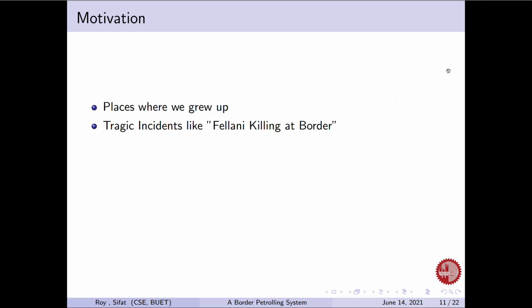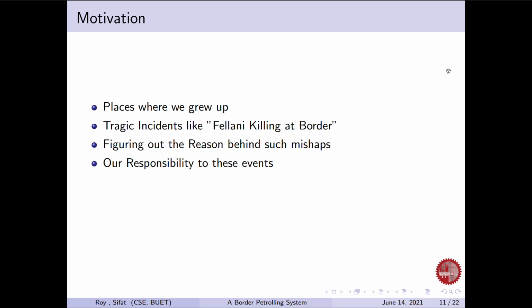For example, tragic incidents like Felony's killing at the border. Most of the time, the reason behind these incidents is actually border people's inability to keep track of their safe and required distance from the border. That's why we have been thinking about its solution and want to contribute to reducing such accidents as much as possible as individuals.